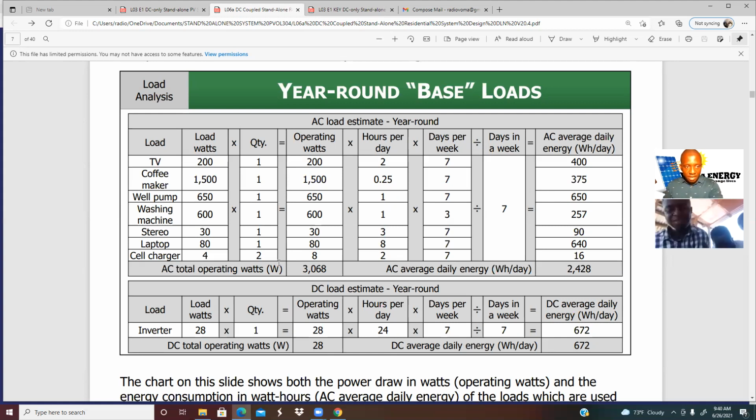Then we have the coffee maker. Coffee maker is a big deal in developed countries. People love coffee. I cannot spend a day without drinking coffee.